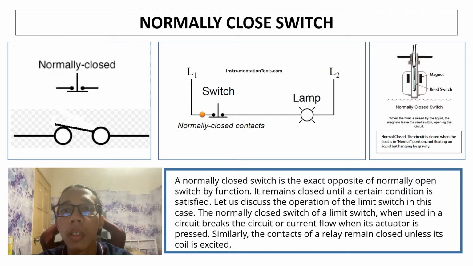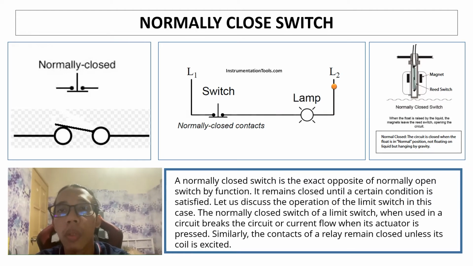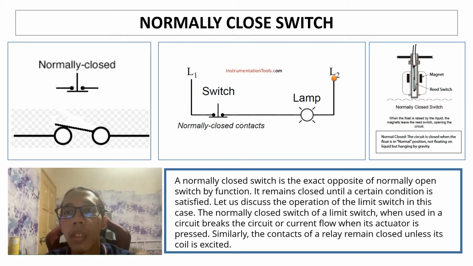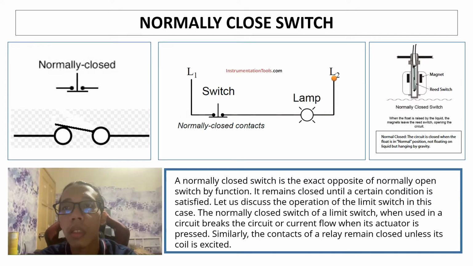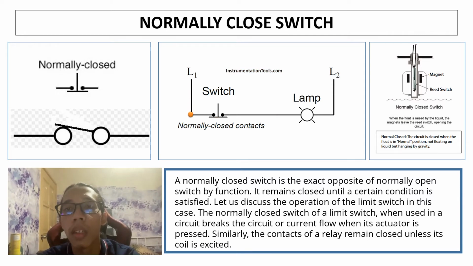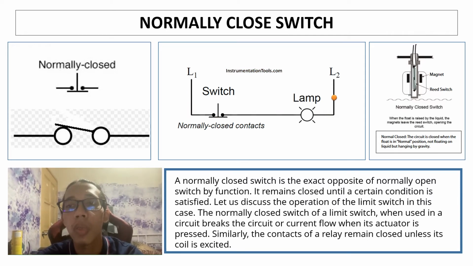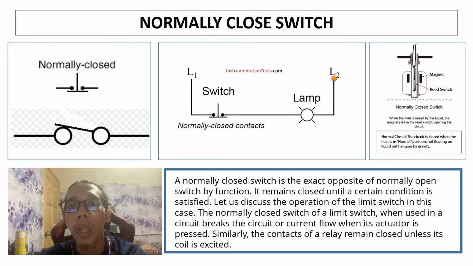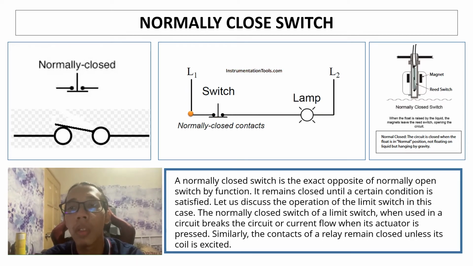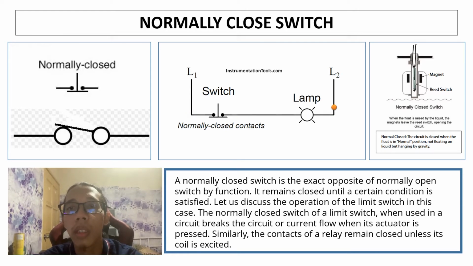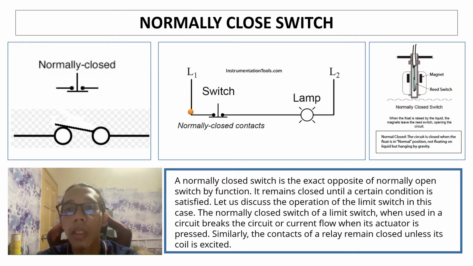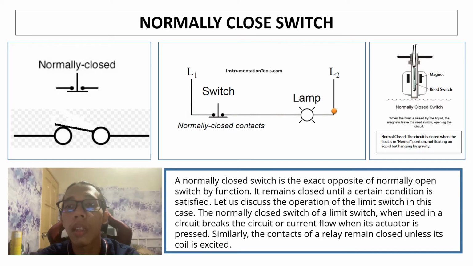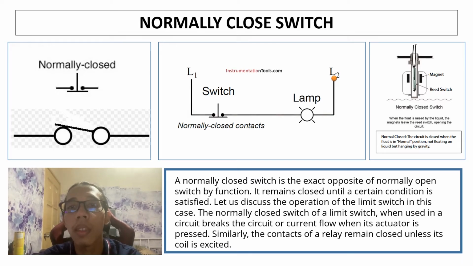Alright, the second switch is the normally closed switch. A normally closed switch is the exact opposite of a normally open switch by function. It remains closed until a certain condition is satisfied. Let us discuss the operation of the limit switch in this case. When the normally closed switch of a limit switch is used in a circuit, it breaks the circuit or current flow when its actuator is pressed. Similarly, the contact of a relay remains closed unless its coil is excited.